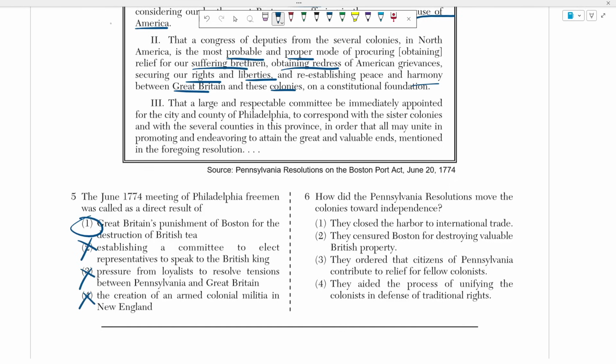So pretty much what these meetings did and what the British oppression did was it unified America into being against Britain.